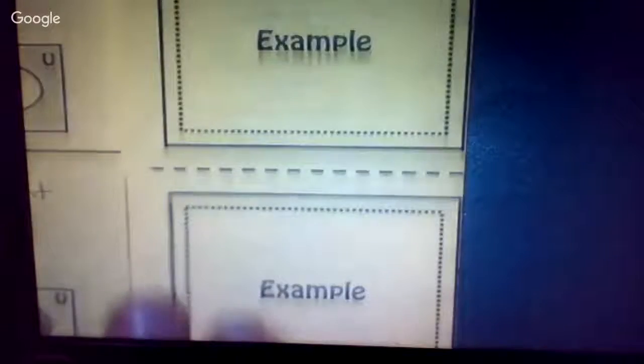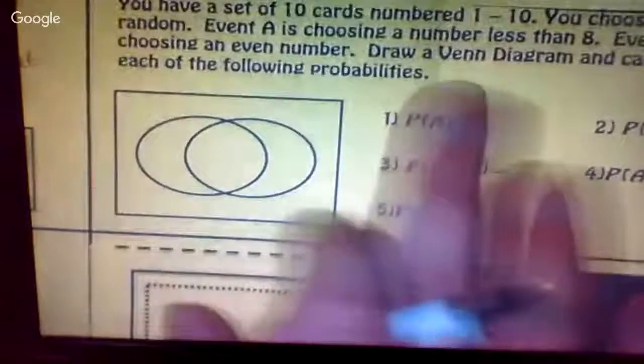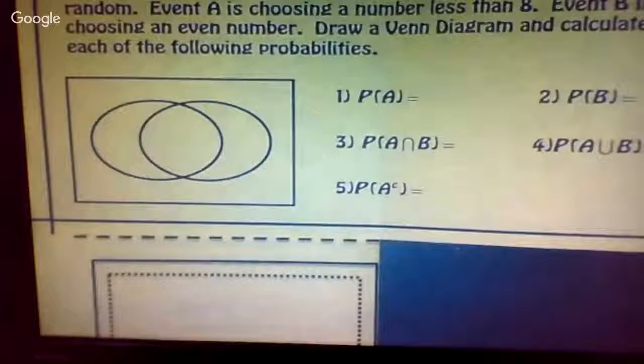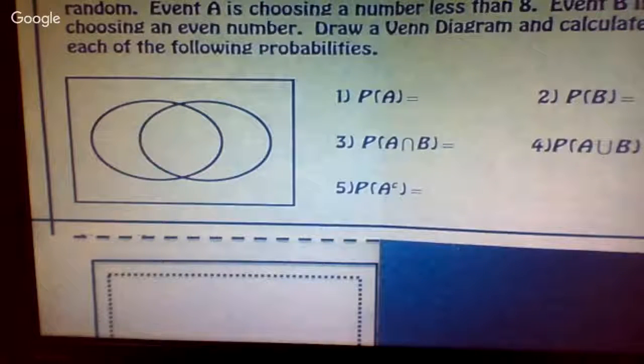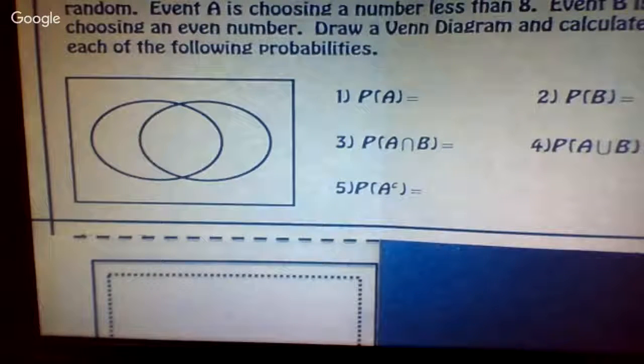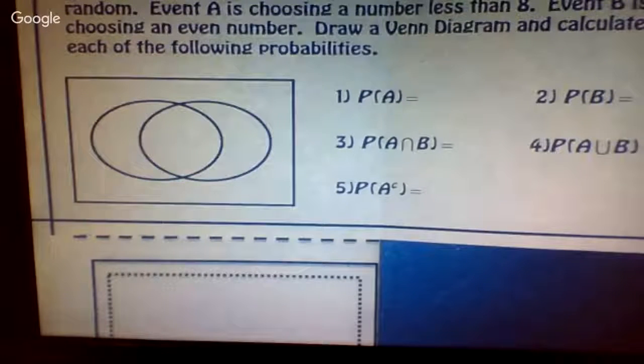All right. Let's see if we can do some examples and catch some of you where you're confused. So here we go. We're going to have to actually fill out the Venn diagram, what goes where, and then find the probability. You have a set of 10 cards that are numbered 1 through 10. You choose a card at random. Event A is choosing a number that's less than 8. Event B is choosing an even number. Draw a Venn diagram and calculate each of the following probabilities.